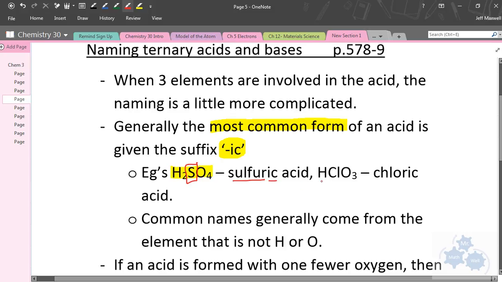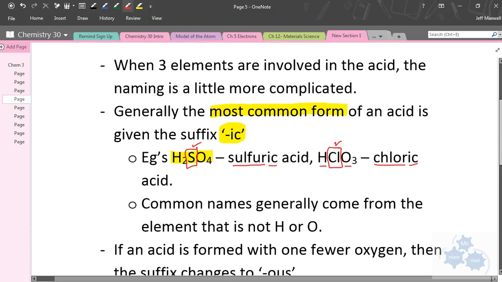This one, we have hydrogen, oxygen, and the middle one is chlorine, so that's chloric acid. Common names generally come from the element that is not hydrogen or oxygen. So that's where these names come from, the sulfur here and the chlorine.